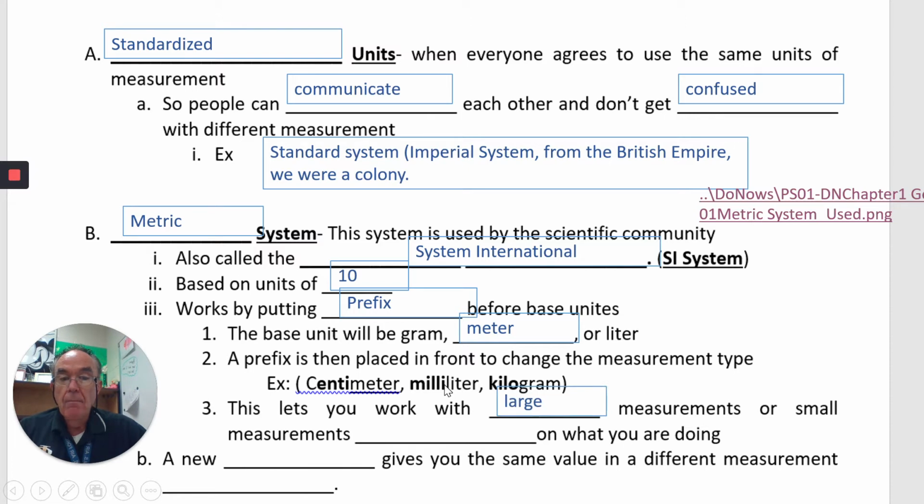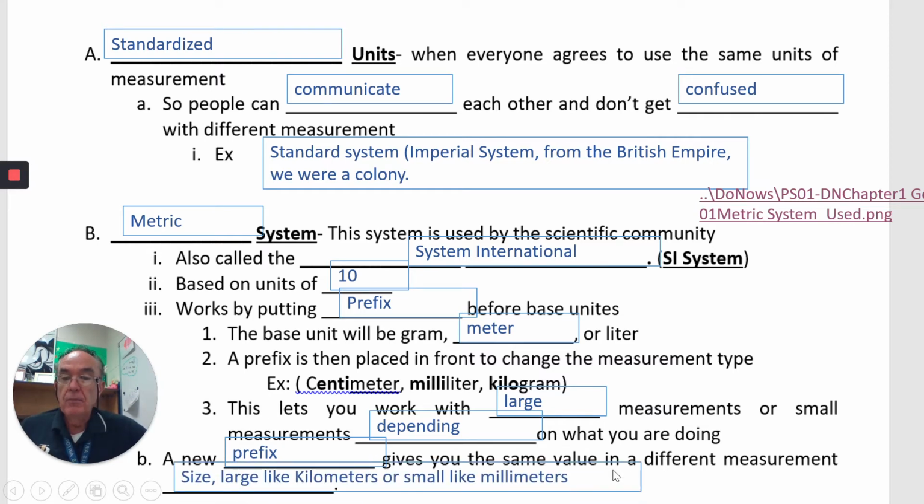By using those prefixes, you can have these units, the meter, the liter, and the gram, and work with very large measurements like kilometers, which is, people just say a kilometer. That's 1,000 meters. Or you can work with really small numbers depending on what you're doing. But you still use those base units, the grams, the liter, and the meter. The prefix gives us the same value in a different measurement size, like kilometers are large, and then millimeters are small.